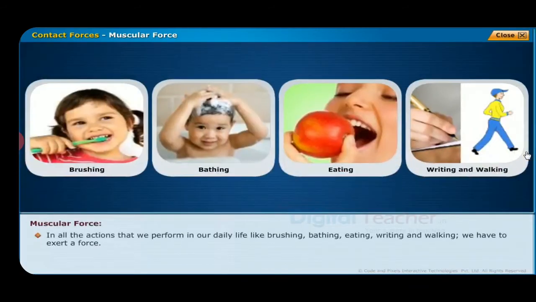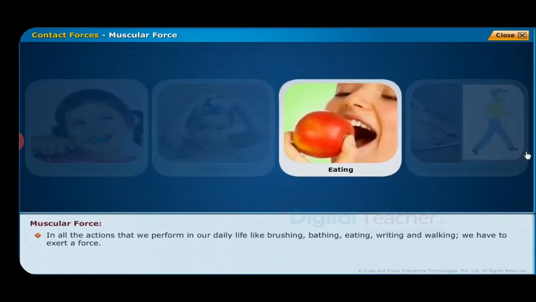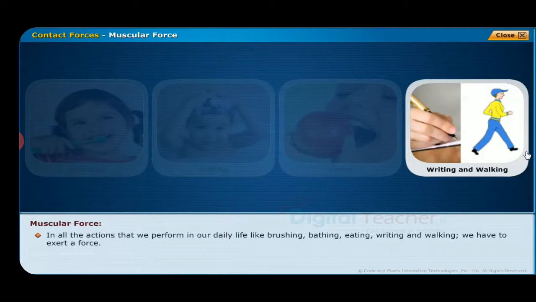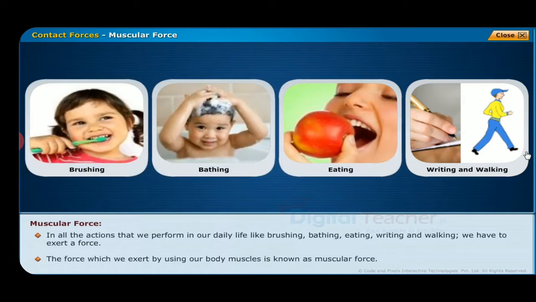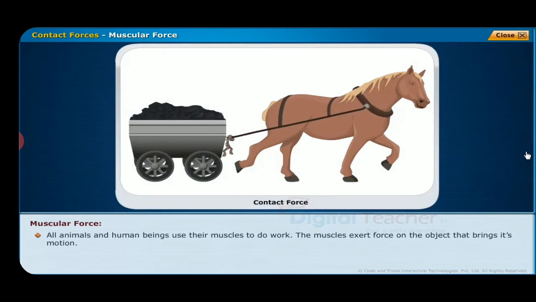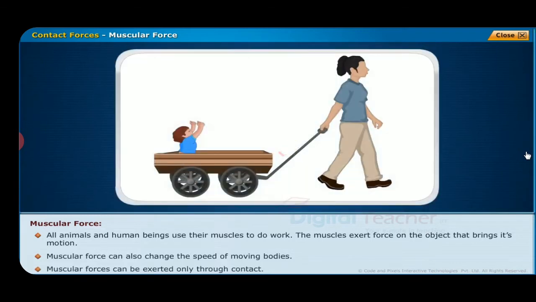In all the actions that we perform in our daily life, like brushing, bathing, eating, writing, and walking, we have to exert a force. The force which we exert by using our body muscles is known as muscular force. All animals and human beings use their muscles to do work. The muscles exert force on the object that brings its motion. Muscular force can also change the speed of moving bodies. Muscular forces can be exerted only through contact.